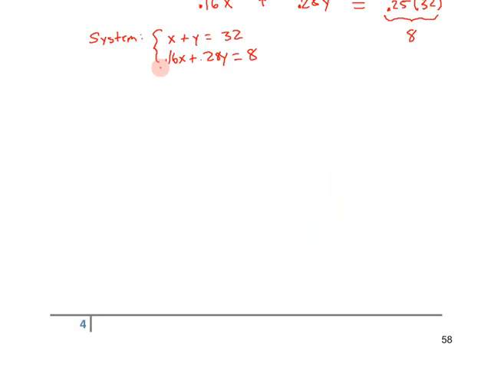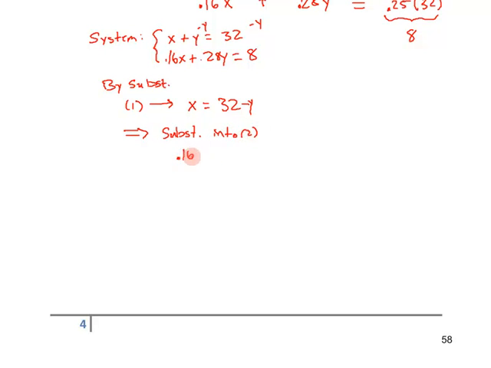Now we can solve this system in the same way that we've done before. Each time I'm going to use substitution on all these types of mixture problems. So from equation 1, I get that x is equal to 32 minus y by just subtracting y from both sides. That means if I substitute into equation 2, I get 0.16 times (32 minus y), that's what I'm plugging in for x, plus 0.28y is equal to 8.